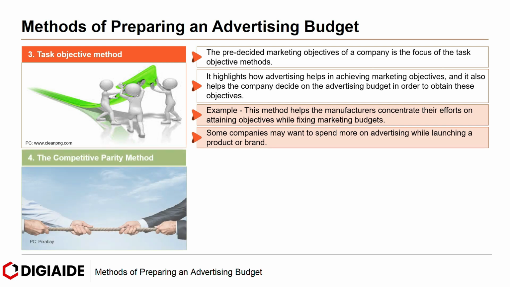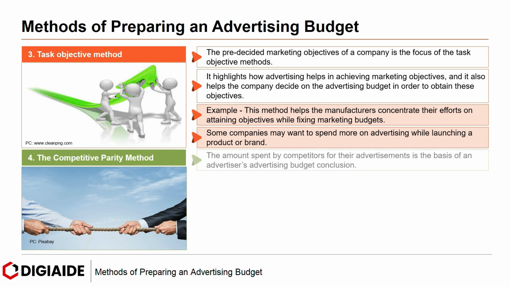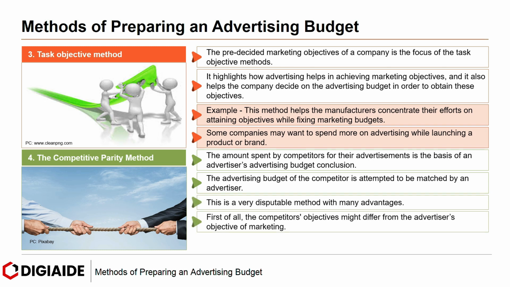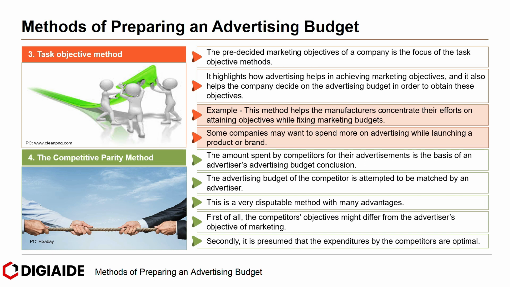Fourth, the competitive parity method. The amount spent by competitors for their advertisement is the basis of an advertiser's advertising budget conclusion. The advertising budget of the competitor is attempted to be matched by an advertiser. This is a very disputable method with many disadvantages. First of all, the competitor's objective might differ from the advertiser's objective of marketing. Secondly, it is presumed that the expenditures by the competitors are optimal.